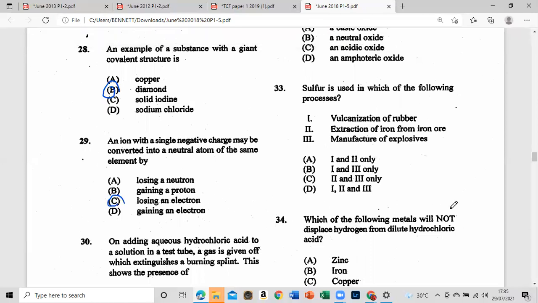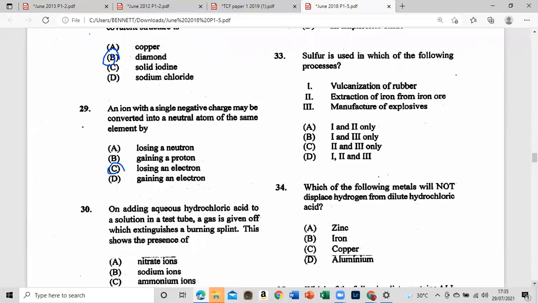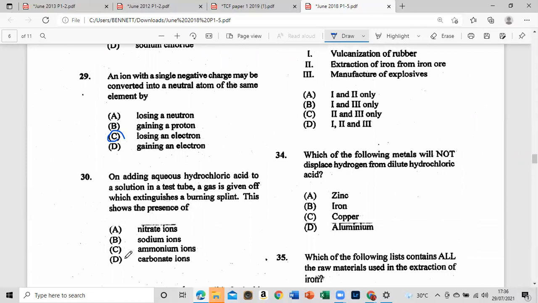Number 30, on adding an aqueous acid to a solution in a test tube, a gas is given off which extinguishes a burning splint. This shows the presence of, is it nitrate ions, sodium ions, ammonium ions, or carbonate ions? 30 is the carbonate ions. On to 31.